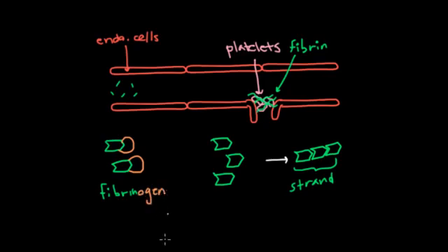And it's only when you convert fibrinogen to actual fibrin that the units can join together and form a strand. And so again, to repeat, you don't have fibrin circulating in your blood. You actually have fibrinogen.